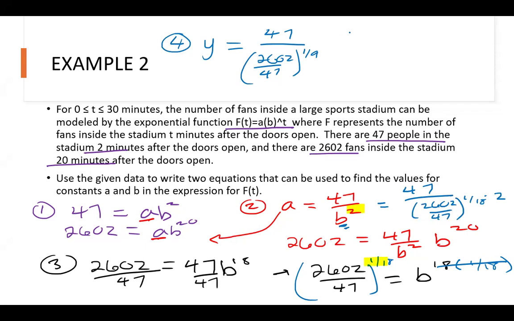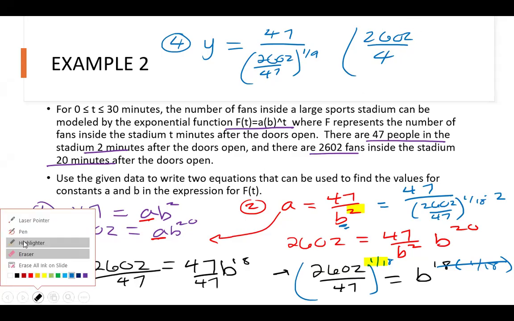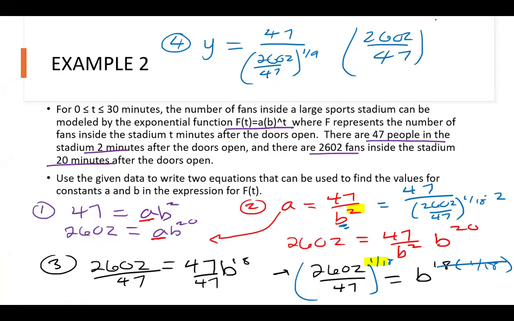And what's our B? Our B is 2,602 divided by 47, and that looks like I'm subtracting and I don't want to, so I'm going to use parentheses so there's no confusion, times 1/18 to the x. So that's our exact. And then you're going to just plug each piece in to get your approximate A and B value.